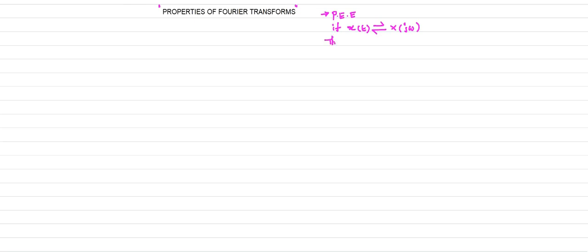Then the energy of the signal can be obtained directly by using the x of j omega. So what is the formula for the energy of the signal? It's 1 by 2 pi integral minus infinity to plus infinity mod x of j omega whole square d omega. This is the Parseval's energy theorem. Whenever x of j omega is given to you, we can directly find out the energy of the continuous time signal using this formula.